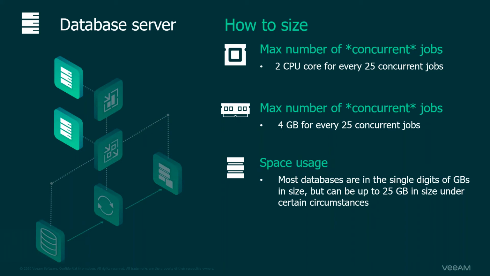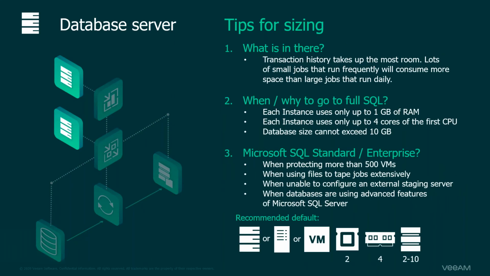So for RAM as well, 4 gigabytes for every 25 concurrently running jobs. Now, disk space typically is going to be in the single digits of gigabytes. It can be much higher, and that's going to depend on what types of jobs we're running, how frequently they run. So when we're looking at some tips here about that, right?